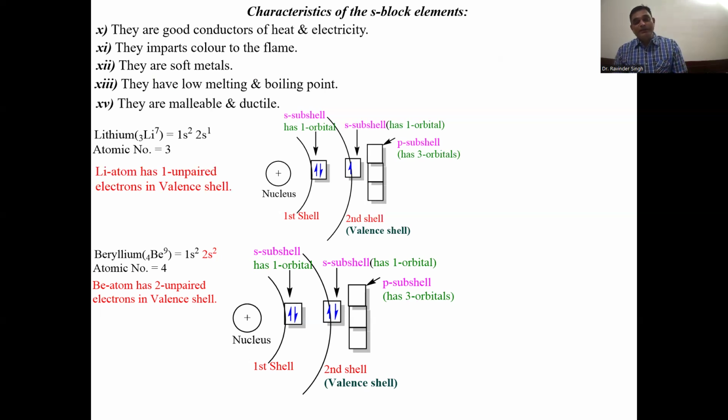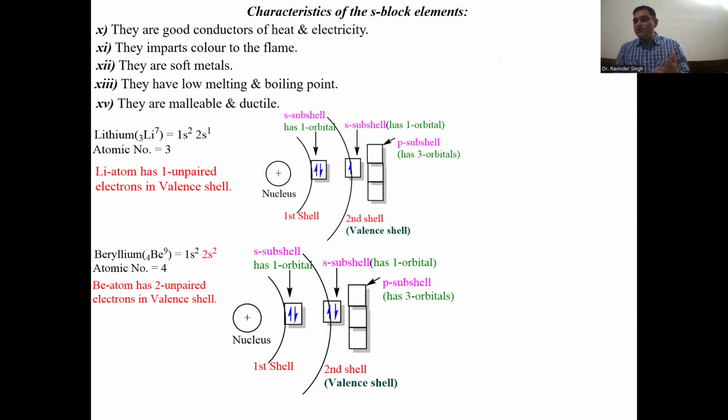They are malleable and ductile, as I already told you. Malleable means they can be converted into sheets. They are ductile. Duct means wire, we can convert it into wire, as we already told you that we can convert sodium into a wire for the drying of benzene here. So they have the property of malleability and ductility.